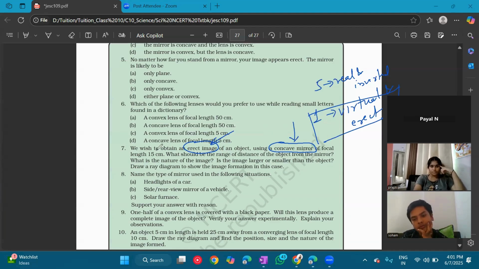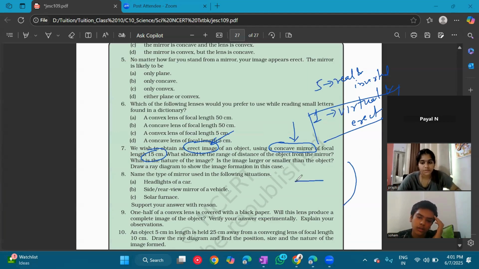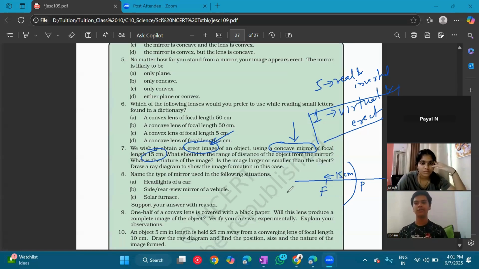Okay. And what is the focal length? 15. What should be the range of distance of the object from the mirror? You understand what is being said? Object distance कितना होना चाहिए? ये मिरर कॉन्केव हुआ, ये पोल हुआ. Don't you think ये फोकल लेंथ की वैल्यू कितनी है? 15 सेंटीमीटर. तो ये 15 हुआ. So they are asking you what should be the range of the distance of the object. So object should be placed between, ये हमारा ओरिजिन है, and this is 15.